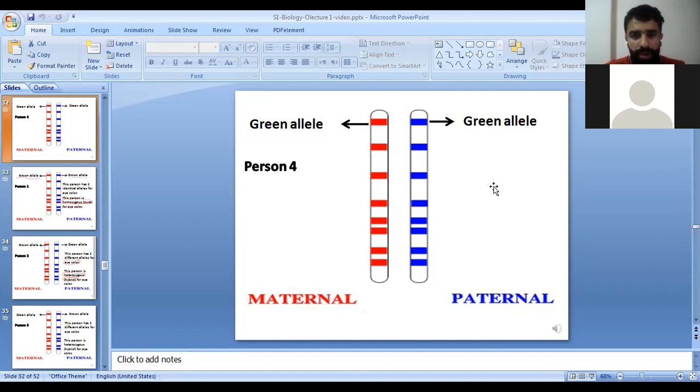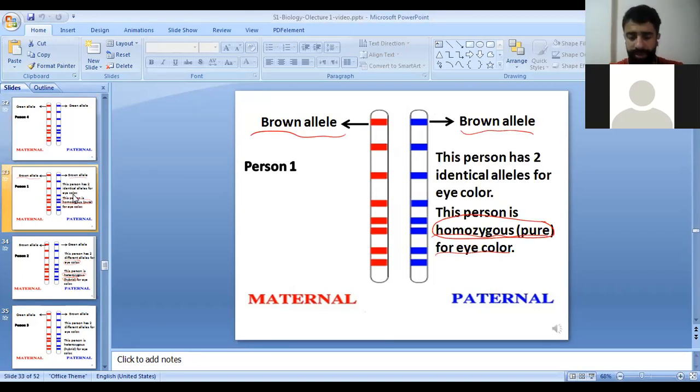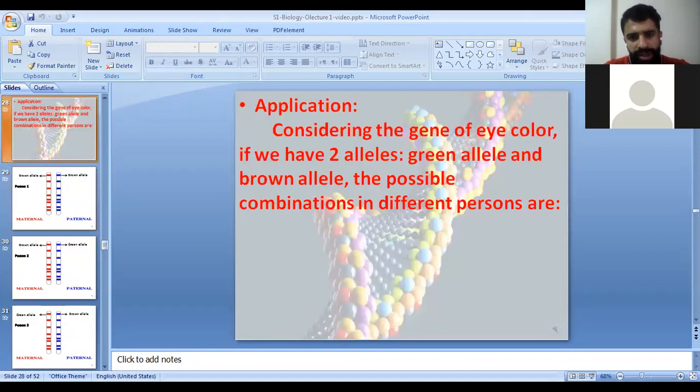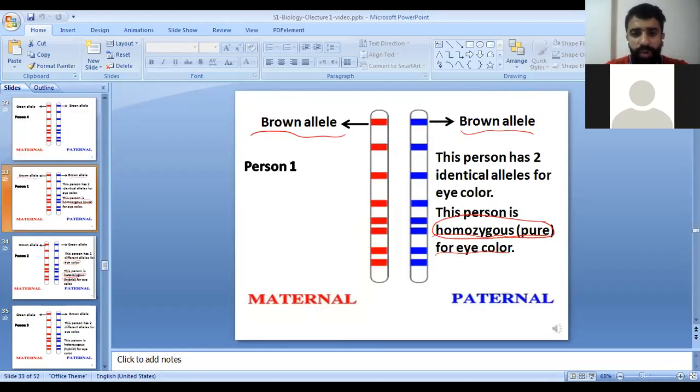So here we are going to talk about something called identical or unidentical, homozygous or heterozygous. For example, person 1 carries the brown, let's say about the eye color, the gene of the eye color. The first one is brown and brown. We have a brown allele from the maternal and a brown allele from the paternal. So this is called homozygous, because this person is homozygous, or pure, for the eye color.